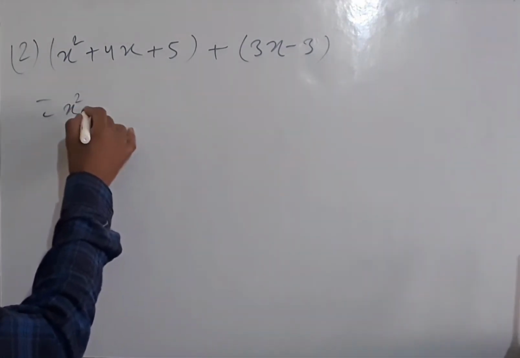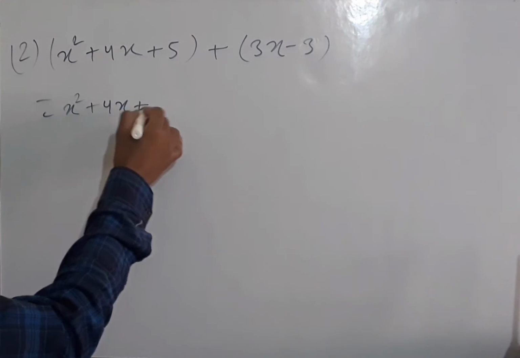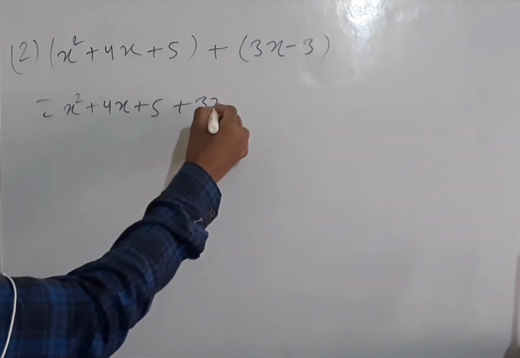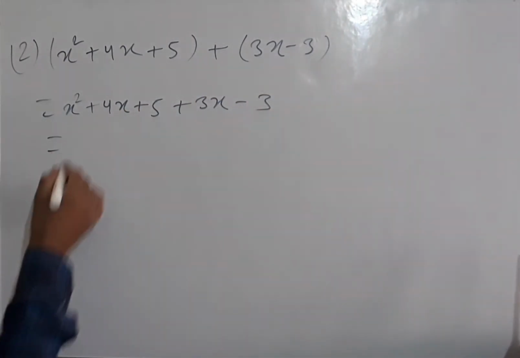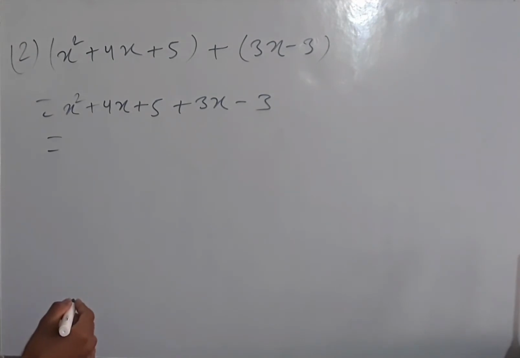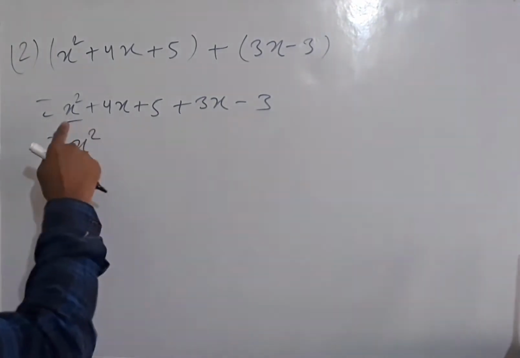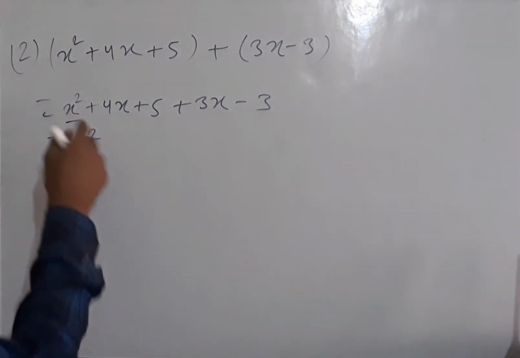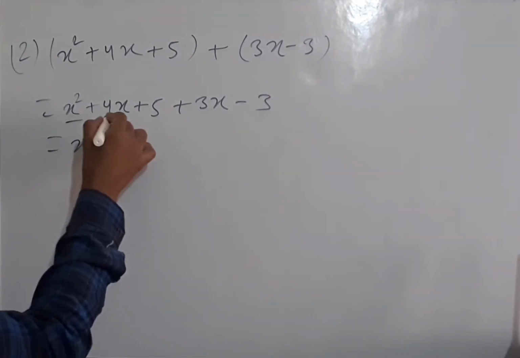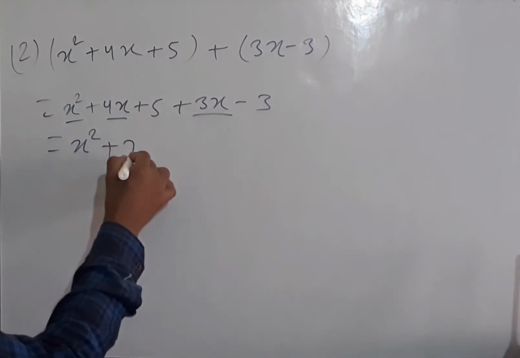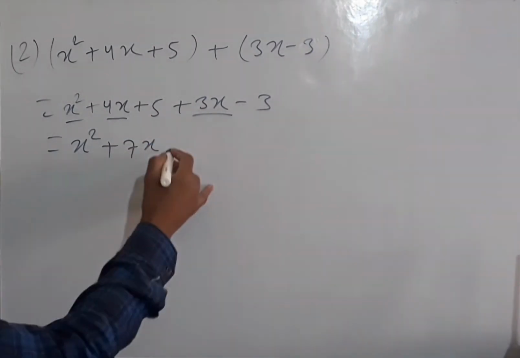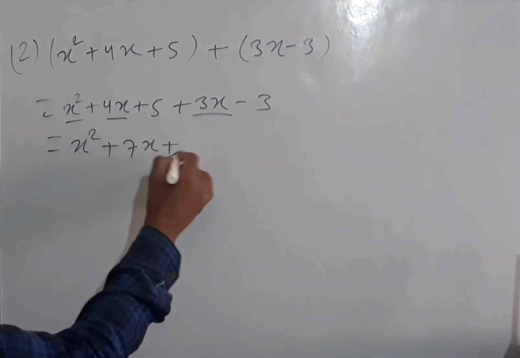First is getting rid of the parentheses, okay? Plus 3x minus 3. Now, add up the like terms. What are the like terms here? X squared will be as it is because there's no other x squared to add to this one. Plus 4x is there, 3x is there. It makes up 7x, and then 5 minus 3 is 2.